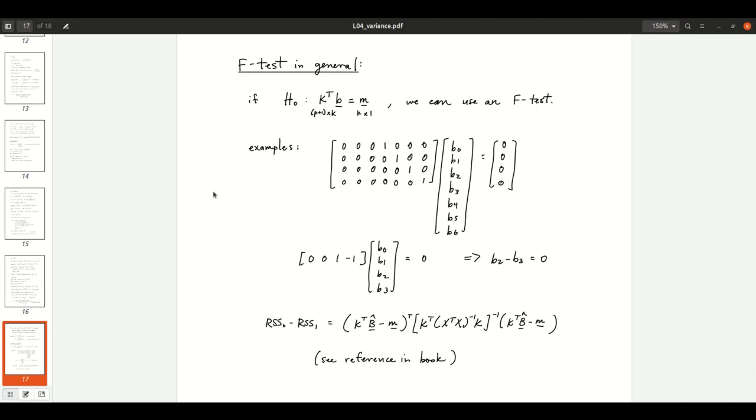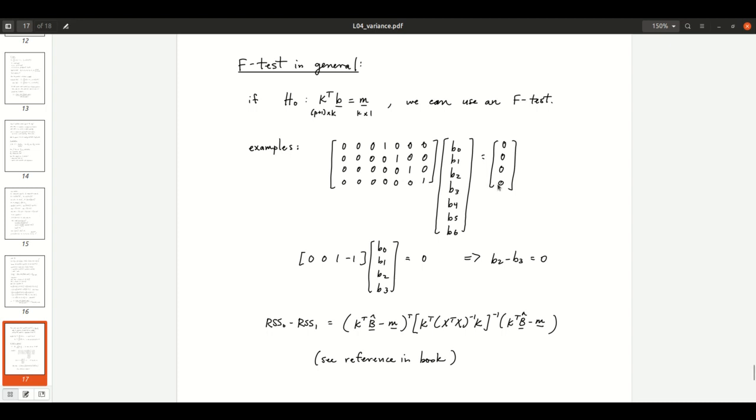So the example we've been using throughout this module can be written in the following form, where this is K transpose, and this is the regression coefficient vector. If you think about what the equations are going to be: 0, 0, 0, B3 equals 0; 0, 0, 0, 0, B4 equals 0; and so on for B5 equals 0, and B6 equals 0.